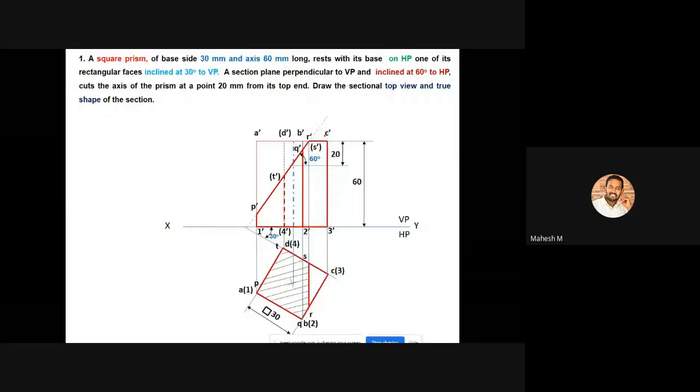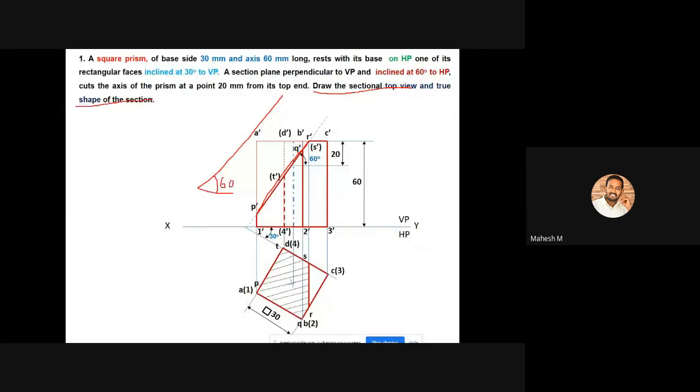Okay, so after doing that, please remember one thing. You have to create the true shape also. Please read out this problem: draw the sectional top view and the true shape of the section. That means you have to create an imaginary line. That imaginary line should be parallel to the sectional line. So this is the sectional line, right? So this imaginary line should be parallel to the sectional line. That means the angle of this imaginary line should also be a 60-degree angle.